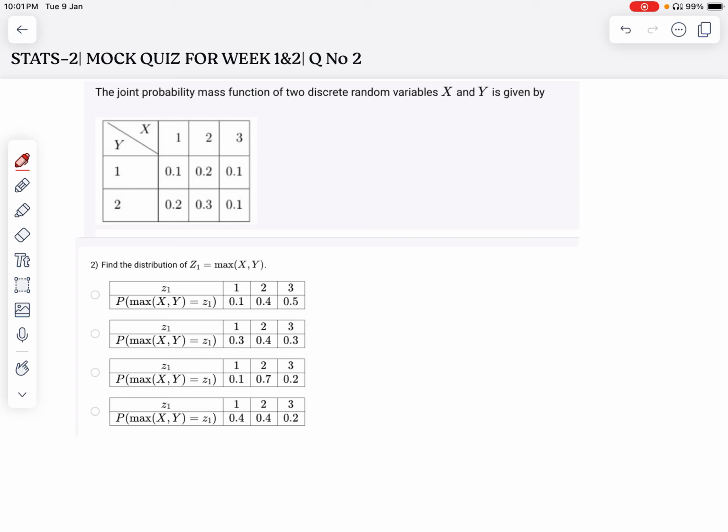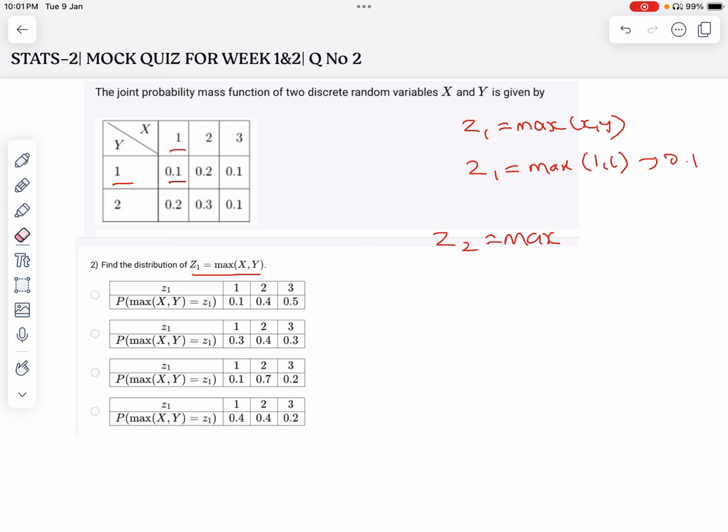In the question stem, they have clearly given Z1 equal to the maximum of X and Y. So let us write the question stem as it is, the maximum values of X and Y. First we will start from the initial variables 1 and 1. The first variable, the maximum of 1 comma 1, the value here is 0.1. So 0.1 you write as it is.